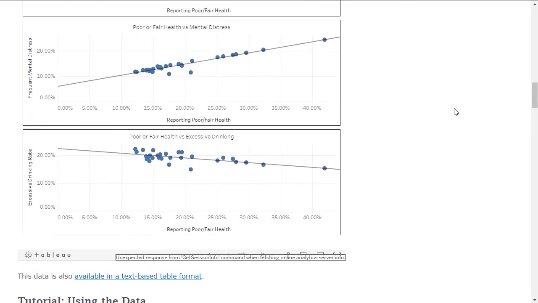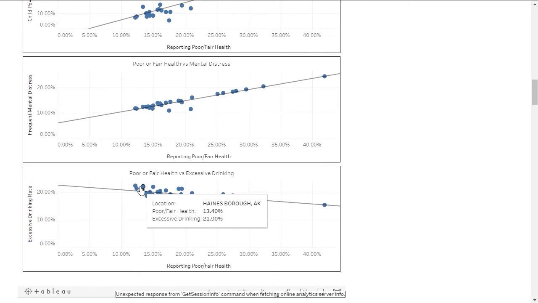And then finally, we look at poor or fair health reporting versus excessive drinking. Excessive drinking is the percentage of adults that report either binge drinking, which is defined as consuming four or more alcoholic beverages on a single occasion for women, or 5 for men, in the past 30 days, or heavy drinking, which is defined as drinking more than 1 drink per day on average for women or 2 for men.